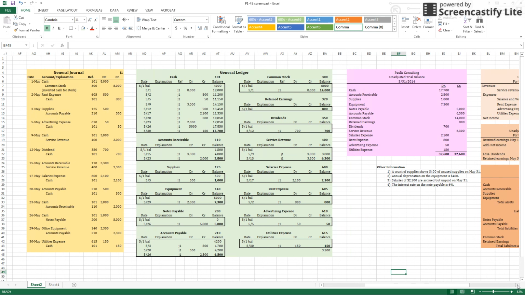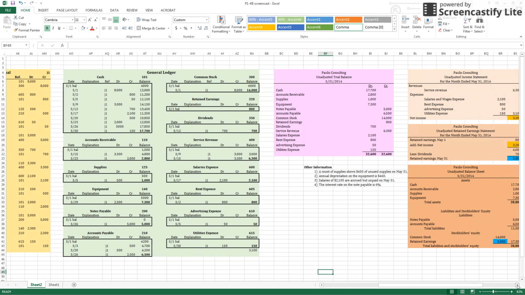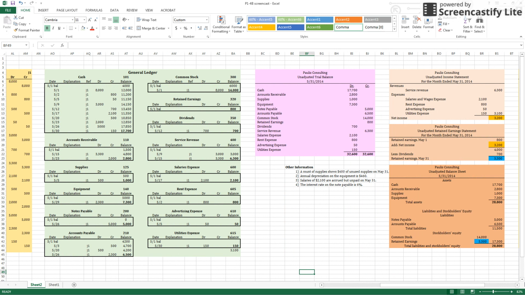And the trial balance is a great tool for creating our financial statements. And finally, we did create all of those financial statements. And so it seemed we were done. But we are not done because, as you can see down here, I have added some other information.